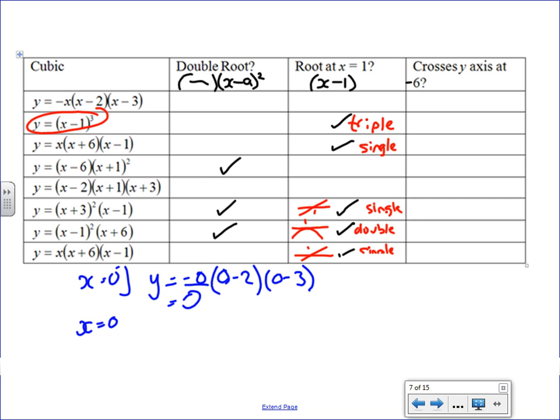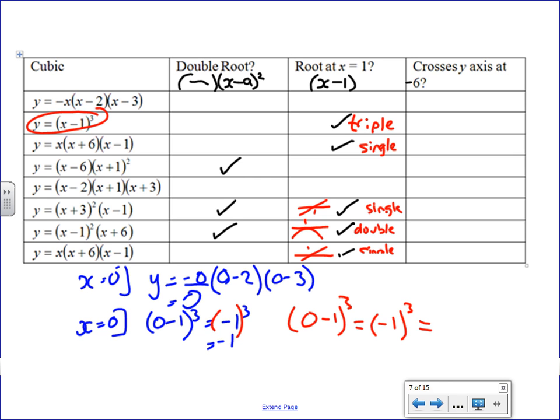The second one has got 0 minus 1 cubed, which is minus 1 cubed, which is minus 1. So that's not minus 6. Actually, this is true: 0 minus 1 cubed is (minus 1) cubed with brackets round, which you're right is minus 1 times minus 1 times minus 1. And then the 3 minuses make a minus. So it's minus, and then 1 times 1 times 1, which is 1 cubed, which is minus 1.